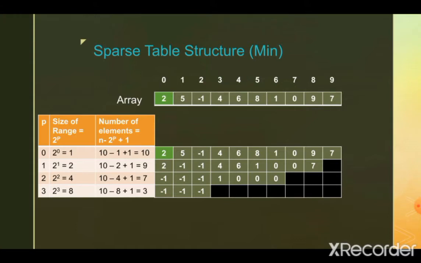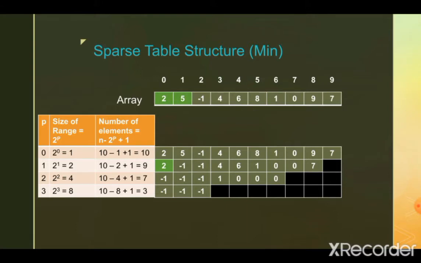The first element in the first row contains the minimum value for range from 0 to 0 as highlighted. The second element contains the minimum value for range from 1 to 1 as highlighted. The third element of the first row contains the minimum value for range from 2 to 2 as highlighted, and so on for the rest of the elements in the first row. Now let's see what the second row contains.